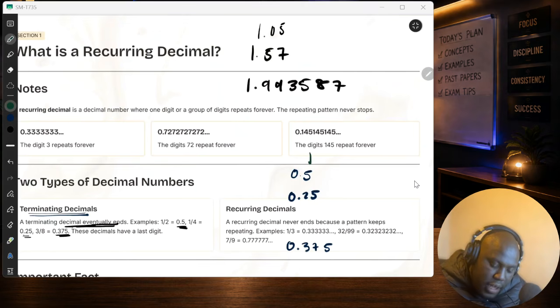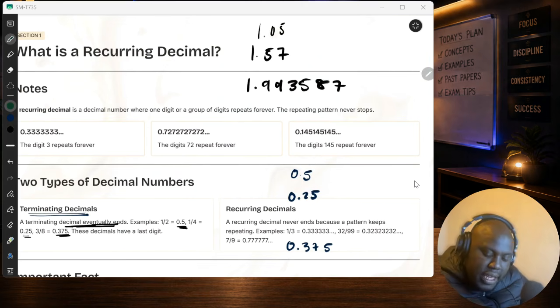But this one here is the one you're going to check. So what are you going to do? You take this number, you put place values first.